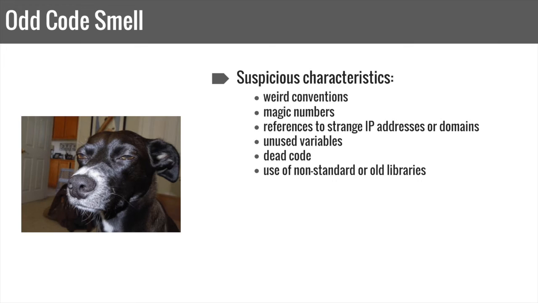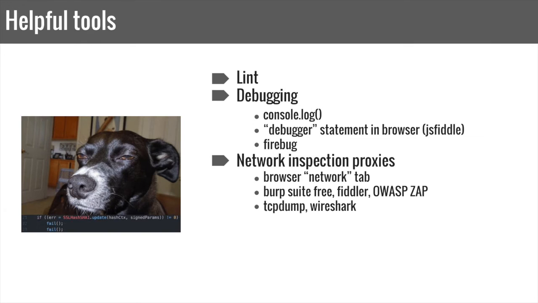If you have unused variables or dead code, those are also hints that something off may be happening, that the author of the code may be trying to mislead you about what the code is doing. And also the use of non-standard or old libraries in the code. They may be trying to exploit some bug that they know about by using it in the code, so be cautious about that. A few basic tools that you can use to detect this kind of stuff. We mentioned Lint before.